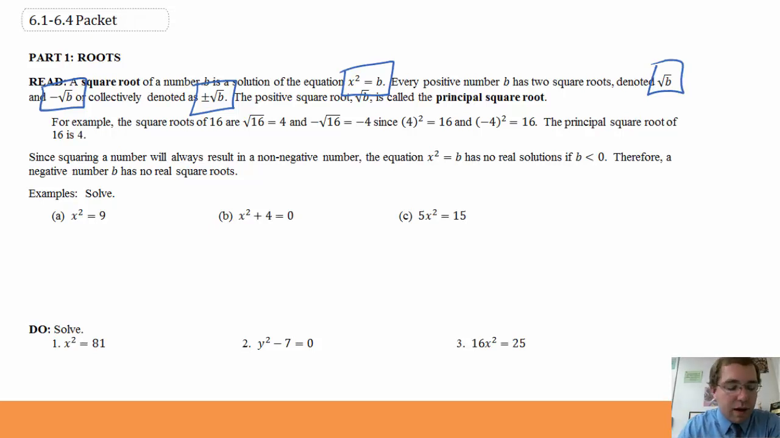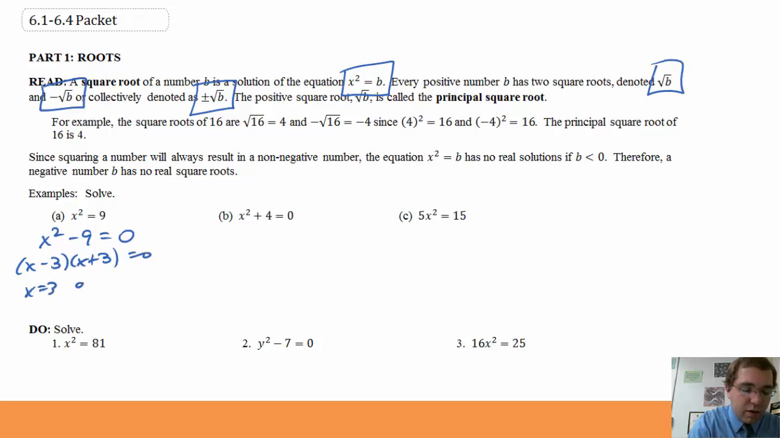So example A in this first part. Solve x squared equals 9. I'll show you two different ways to do it. The first way would be to do it the way we would have done this in the past. Bring the 9 over so it's equal to 0. Factor the left-hand side, that's the difference of squares, x minus 3 times x plus 3, which means x equals 3 or x equals negative 3. So x equals, in a sense, plus or minus 3.